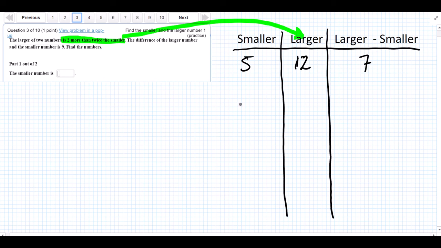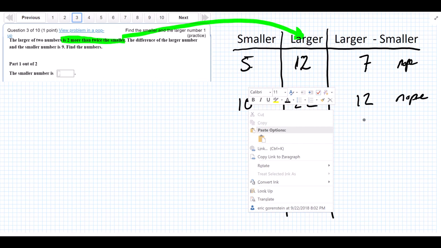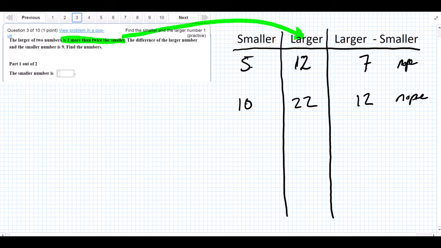So let's pick something a little bigger. Start with 10. If the smaller number is 10, the larger number is twice that plus 2, so 22. And if we take the difference, 22 minus 10 is 12. Nope. So it looks like the 5 was too small. It gave us a difference of 7. The 10 was too big. It gave us a difference of 12. So the right answer should be somewhere between 5 and 10.